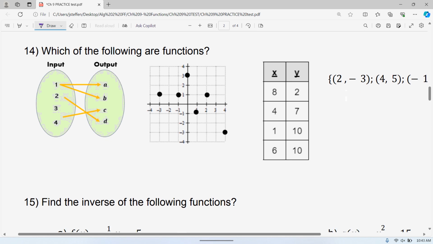Which of the following are functions? This one is not a function. See how that branch goes in 2 different directions for number 1? It goes to an A and to a B, so no, that is not a function.